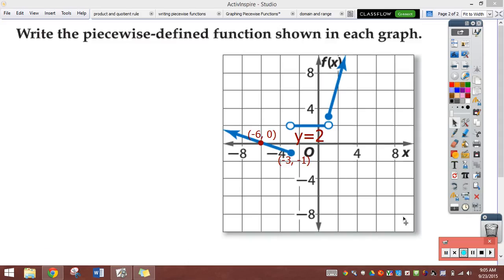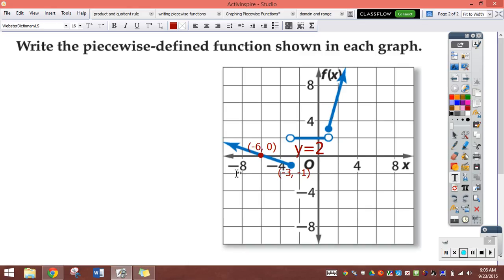And to find slope, I have two options. I can count rise over run. So I went up 1 over 1, 2, 3. Or I can use the slope formula, which is y2 minus y1 over x2 minus x1. However you'd like to do that. But if I use the slope formula, it would be -1 minus 0 on top and -3 minus -6 on the bottom. And then that would simplify to -1 over 3. So either way, I find out that my slope for this line is -1/3.